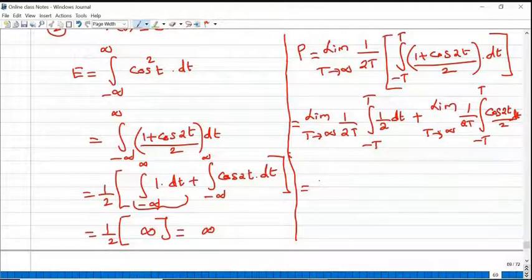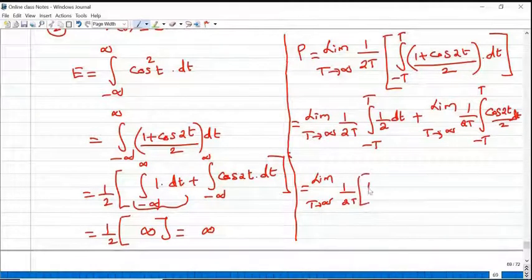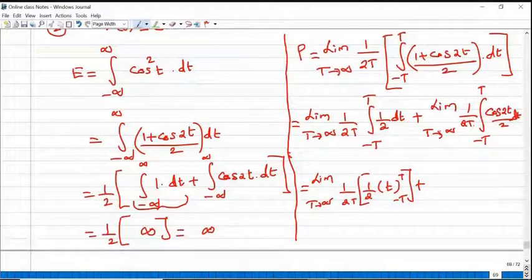Check the first term now. Limit T tends to infinity 1 by 2T, and the integral of 1 by 2 dt gives t, from minus T to T. For the second term, is there any possibility of cancellation of this T? Cos 2t gives sine 2t, then sine of T and sine of minus T only. So let the second term be; we will concentrate on the first term first.